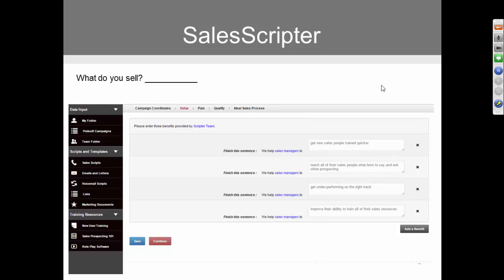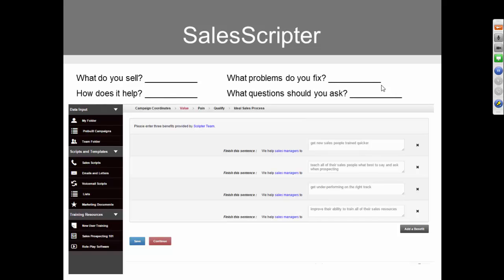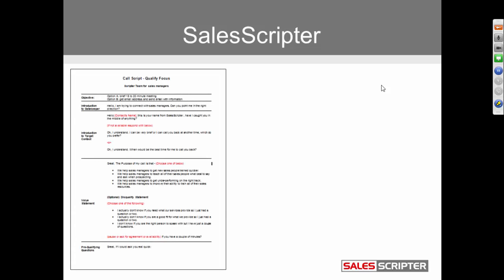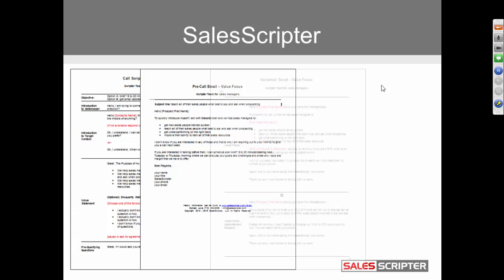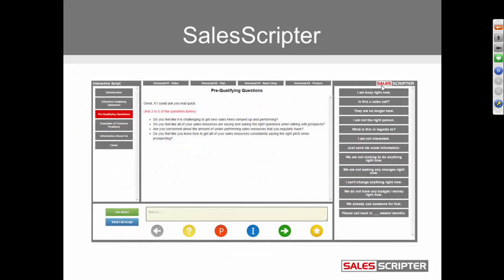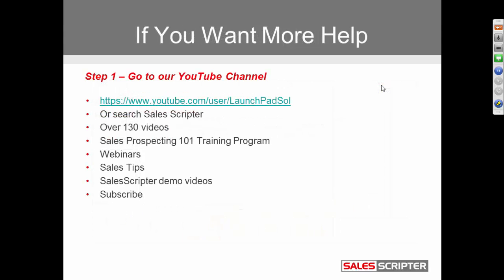to build campaigns, and it does that by asking, okay, what do you sell? How does it help? What problems do you help to fix? What questions should your salespeople be asking to see if those problems exist? And so by the software extracting that great, powerful data from you, it builds a playbook. And the playbook can have cold call scripts, email templates, voicemail scripts, objection responses, and a lot more. So you also get tools that salespeople can use when they're making calls, an interactive script. So that's what Sales Scripter is, just at the highest level.